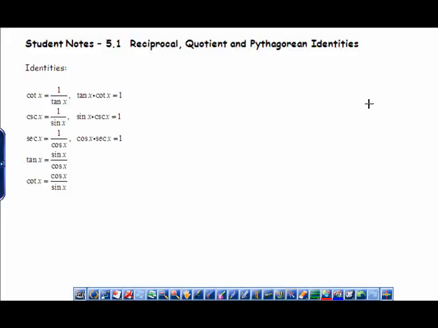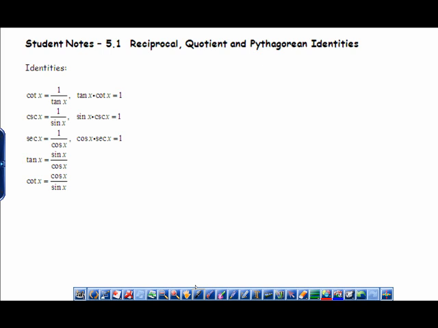Okay, student notes, video lesson 5.1, reciprocal quotient and Pythagorean identities. This is the first day of Unit 5, which is trig proofs, and by now you've probably formed an opinion about what trig proofs are, although we're going to take it slow. On this first day we're just going to do some basic stuff and build on what we already know.